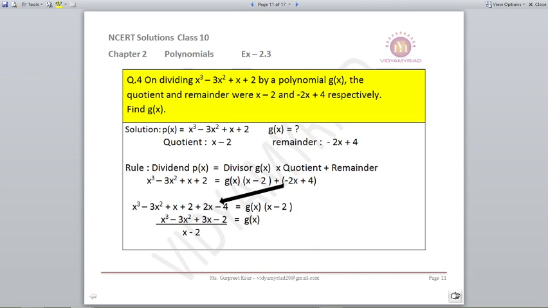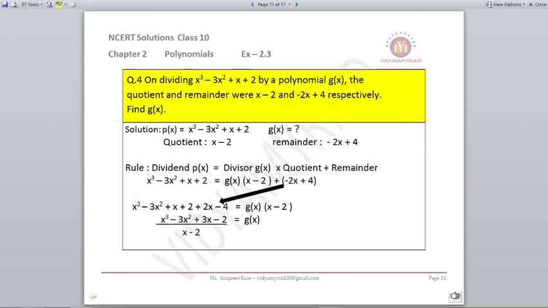On dividing x cube minus 3x square plus x plus 2 by a polynomial gx, the quotient and the remainder were x minus 2 and minus 2x plus 4 respectively. Find gx. Now what is gx? Basically, we should know the formula.